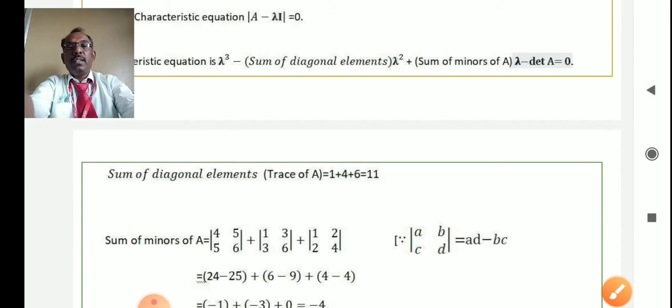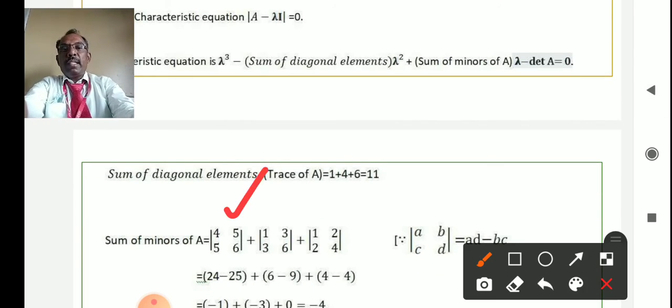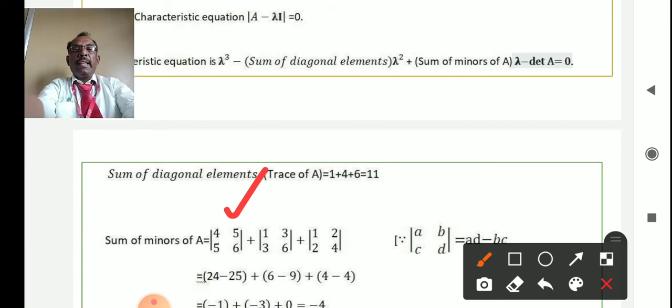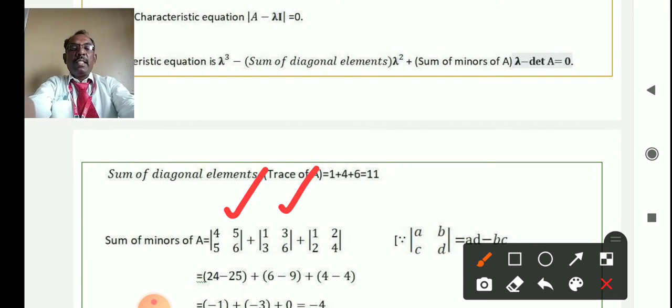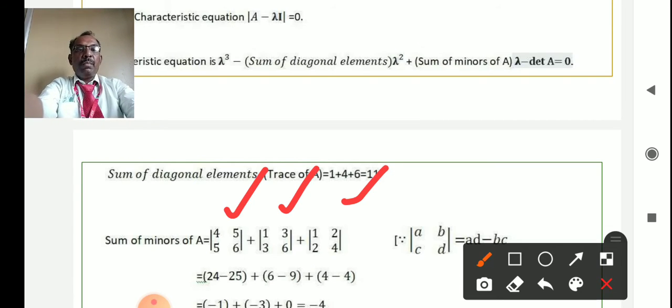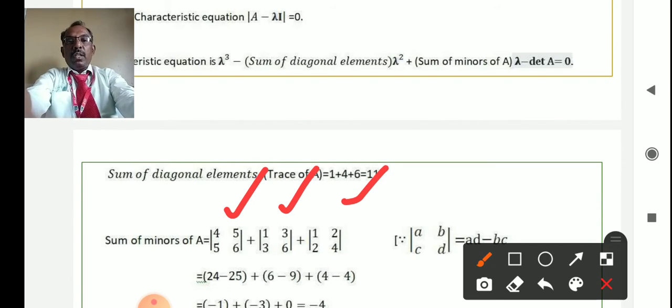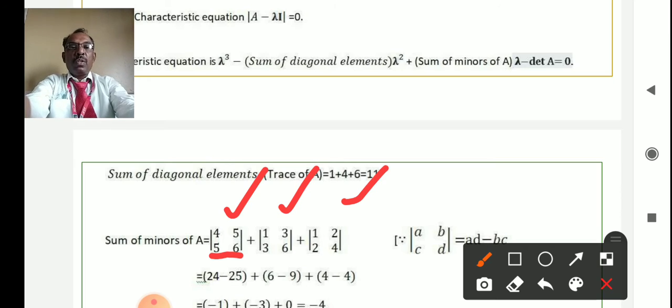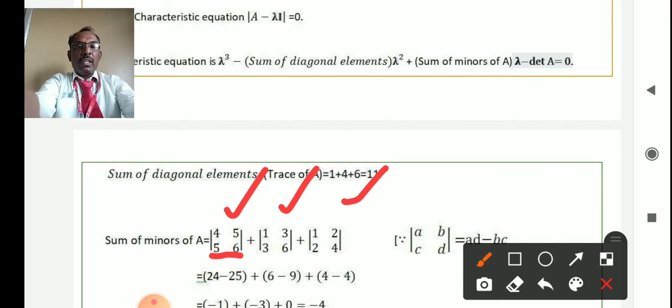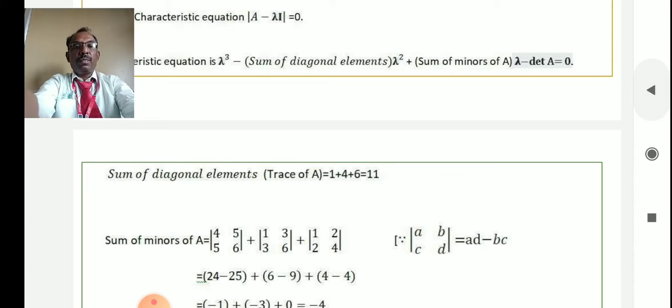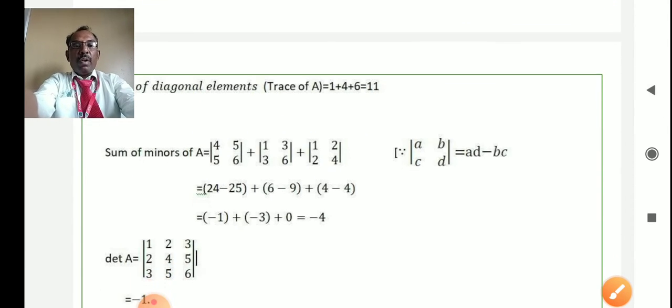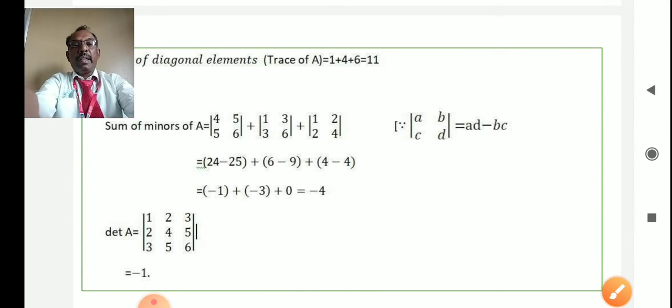This is the minor of the first diagonal element. The next one is the minor of the second diagonal element, and the third one is the minor of the last diagonal element. Simplifying, the first one is 24 minus 25, the second one is 6 minus 9, and the last one is 4 minus 4. Finally we get the S2 value as minus 4.